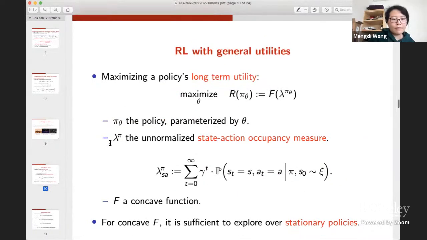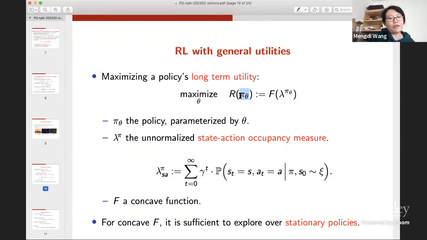So these new objectives, they actually fit into a slightly broader mathematical framework. So we consider here reinforcement learning for general utility functions. So say that we're still trying to find a best policy pi theta. And we care about its utility function, we call it R.